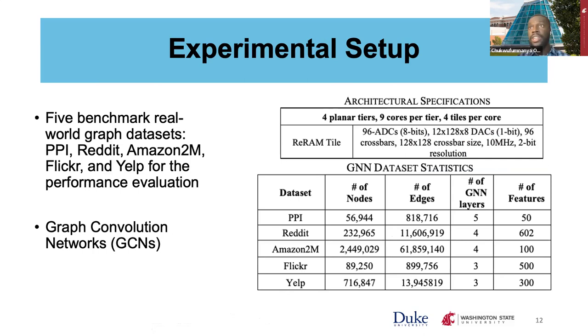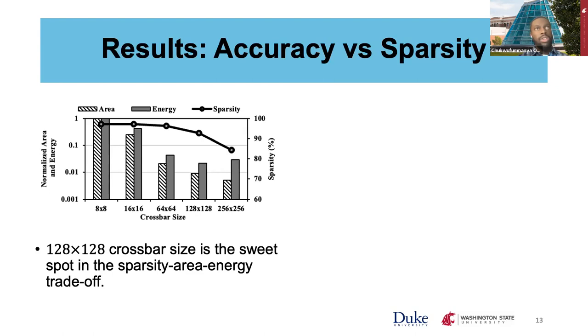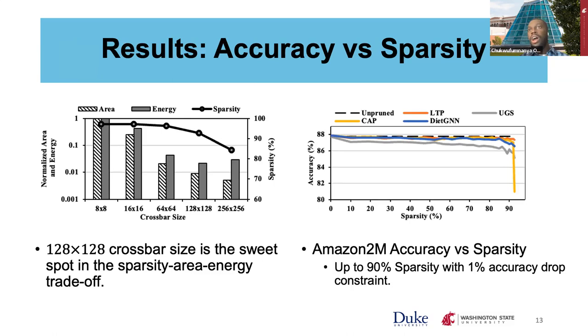First, we do a design space exploration to find the optimal crossbar size that gives us the best energy and area trade-off. Here we can see that 128 by 128 gives us very high sparsity as well as a significant reduction in normalized area and energy. On the right-hand side, I show the Dyer GNN method used for a specific dataset, Amazon, for different levels of sparsity. Here we can see that we can prune the model up to 90% sparsity with less than 1% accuracy drop.